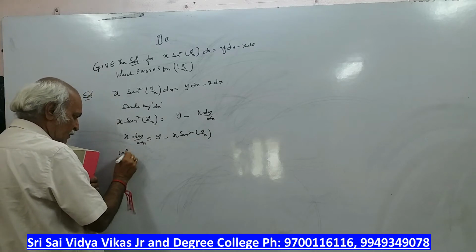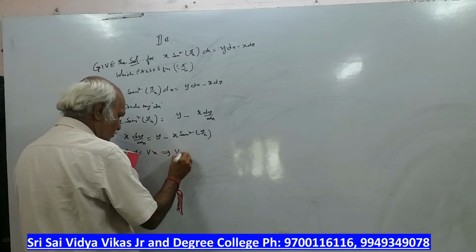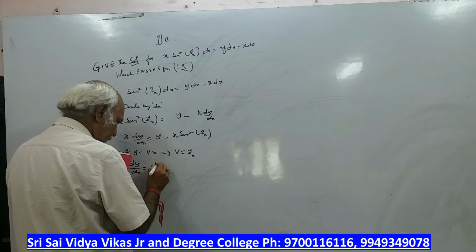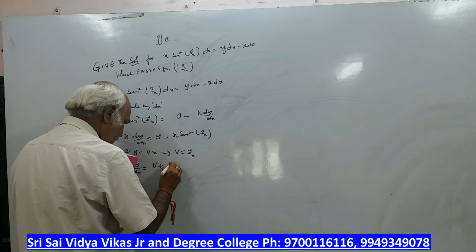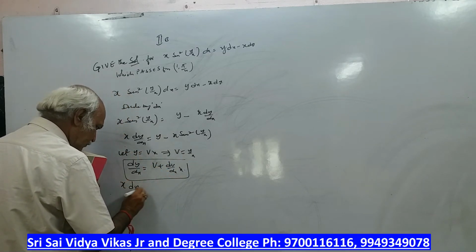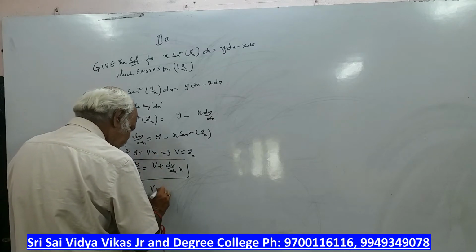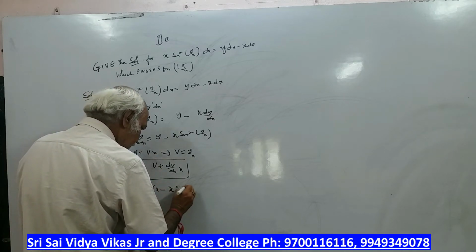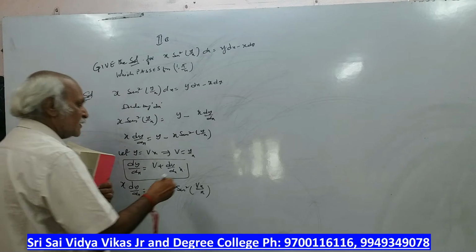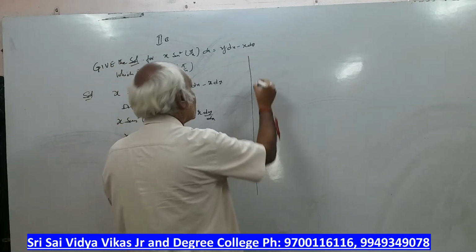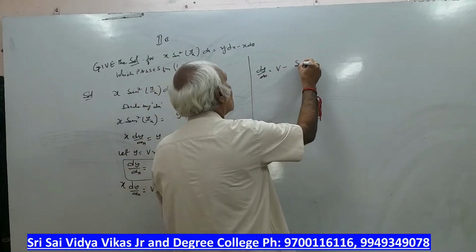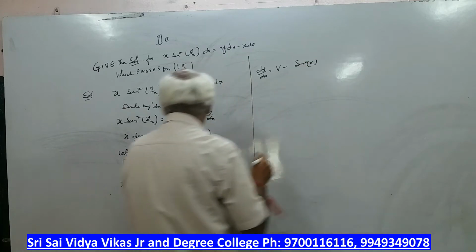Let y is equal to vx, v is equal to y by x, dy by dx is equal to v plus dv by dx into x. I will change first: vx minus x sin square vx by x. Cancel x everywhere, so we get v minus sin square v. x will get cancelled everywhere.